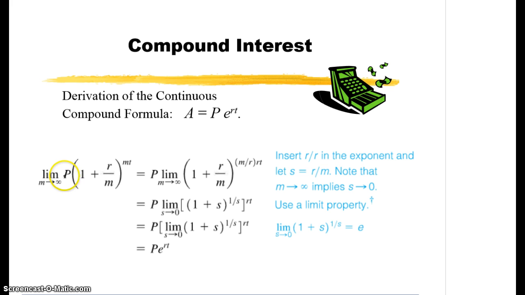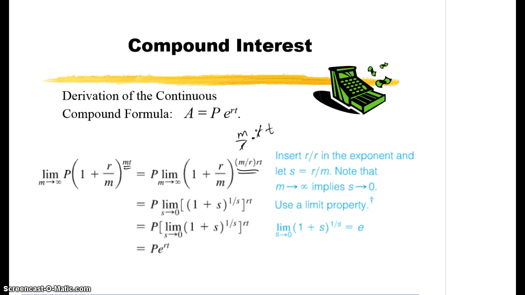Well, take the constant out. That's just one of the rules we learned for limits, that if you have the limit of a constant multiple times a function, you can pull out that constant. You have P times the limit as m goes to infinity of (1 + r/m). And what we're going to do here is insert an r over r in the exponent. So instead of having m times t, the power now becomes m/r times rt. I hope you notice this doesn't change anything because the r's cancel out, so you're really back to m times t. Why do we do this? It might not be intuitive, but you'll see in a second what's the point of that.